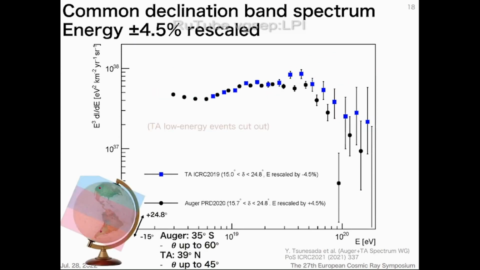Then let's move on to the comparison of the common declination band spectrum. TA is located here, at 39 degrees north, and OJ is at 35 degrees south. So we have a common declination band from minus 15 degrees to plus 24.8 degrees. Using the common declination band spectrum, we compare in this plot, and you can see good agreement between both measurements, but we still have a bit of difference in the highest energy region.